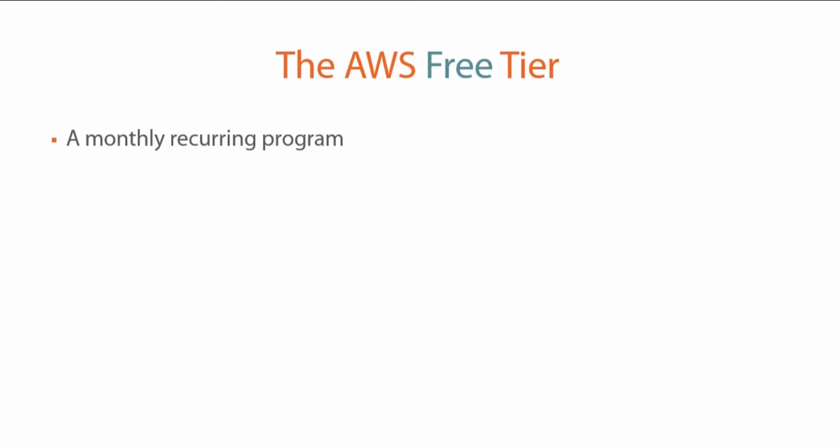Okay, so the free tier is a monthly recurring program, which means every month you are getting this free tier. You're getting these types of services per month. So for instance, if you're getting 750 hours of EC2 instances, you're getting that per month, essentially. You're doing the same thing for your storage, maybe the elastic load balancing, etc. So it's a monthly recurring program.